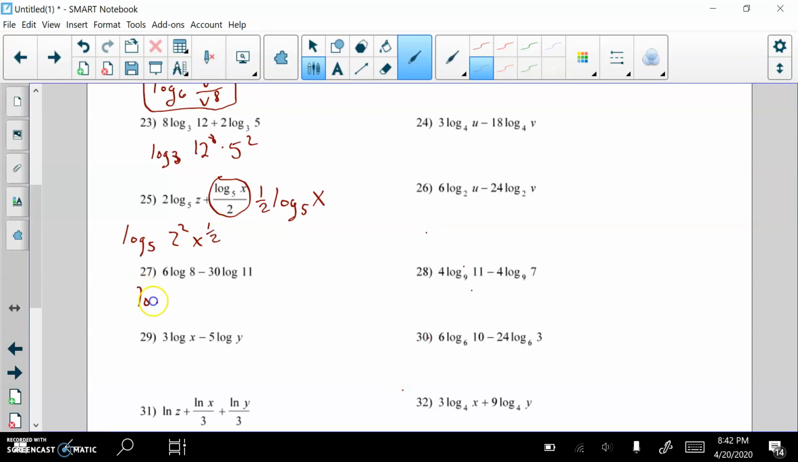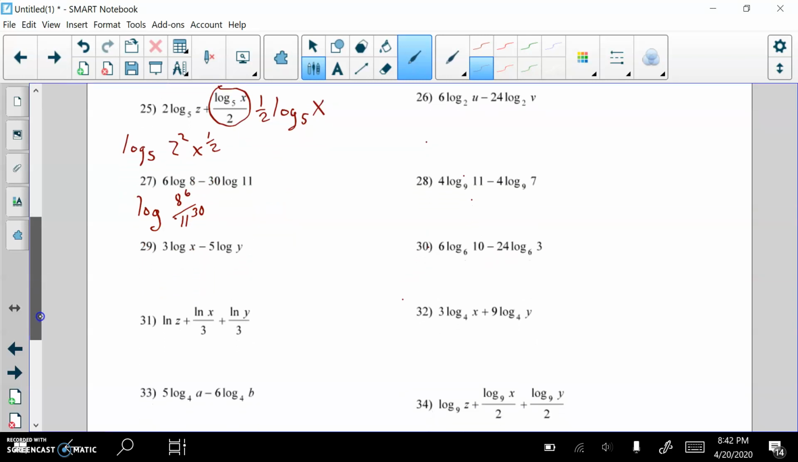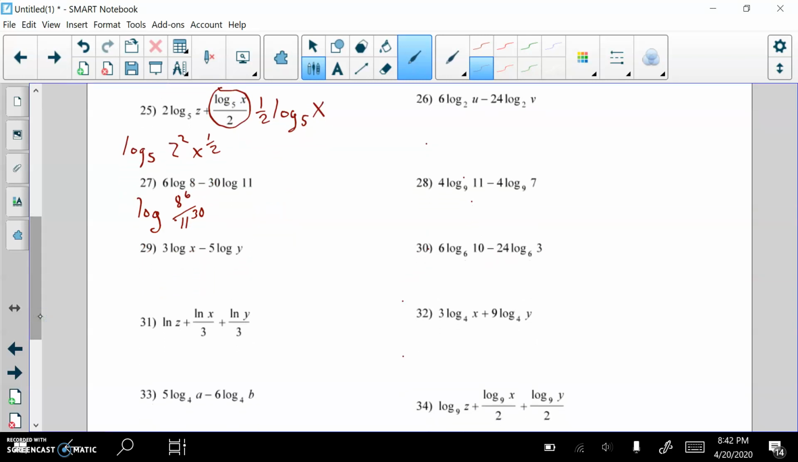This is log base 10 of 8 to the 6th. Should have made that divided by, so I need to make it smaller. That is log of 8 to the 6th power divided by 11 to the 30th power. 6 minutes in. Log base 10. Why am I putting 10? Because I'm in a hurry. X to the 3rd divided by y to the 5th.